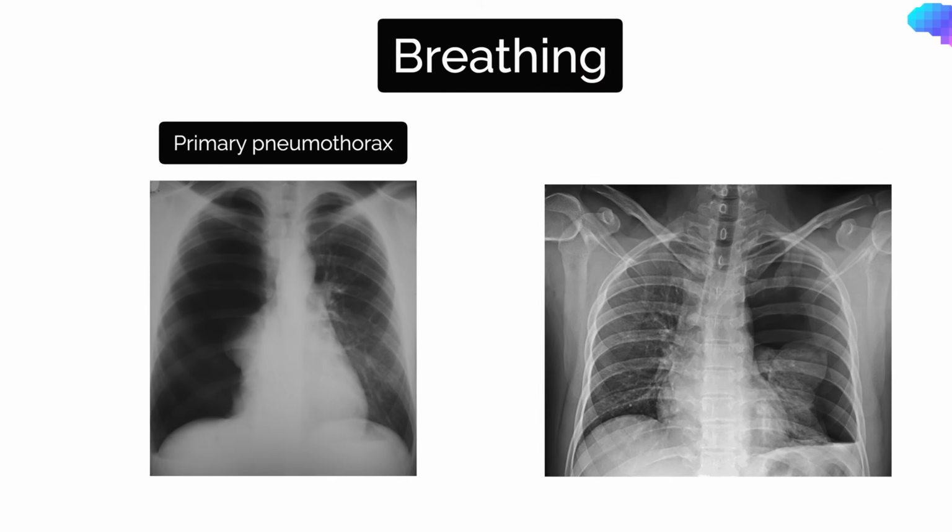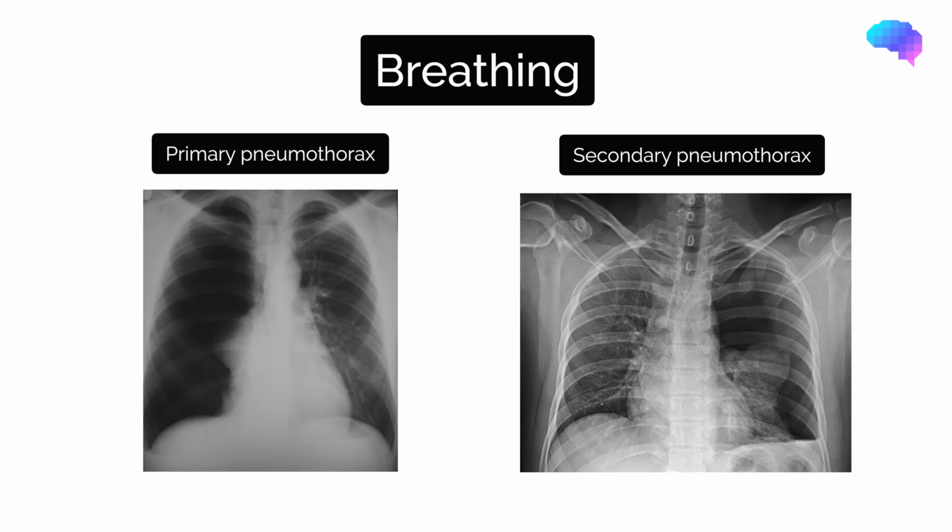When the patient has a known respiratory condition, such as COPD, that may have contributed to the collapse of the lung, this is termed a secondary pneumothorax. Sometimes, the collapse of the lung can lead to a deviation of the trachea, which is pushed away from the side of the collapsed lung.